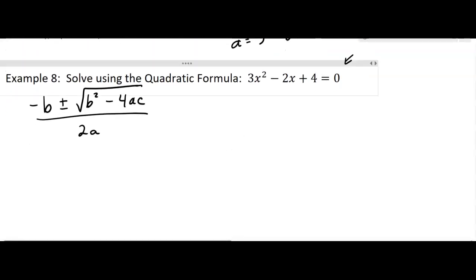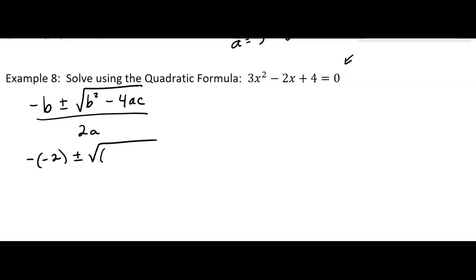Okay, so the opposite of B, the opposite of -2, plus or minus, we're going to have a -2 squared minus 4 times A times C, all over 2 times A, which was 3. Okay, so now I have to do some math. Here comes the simplifying part.